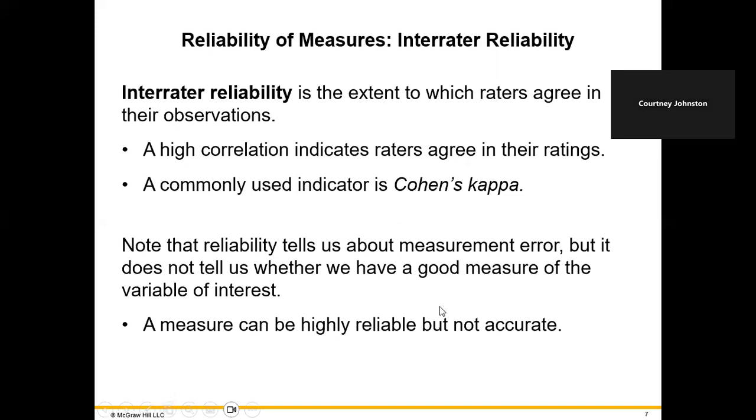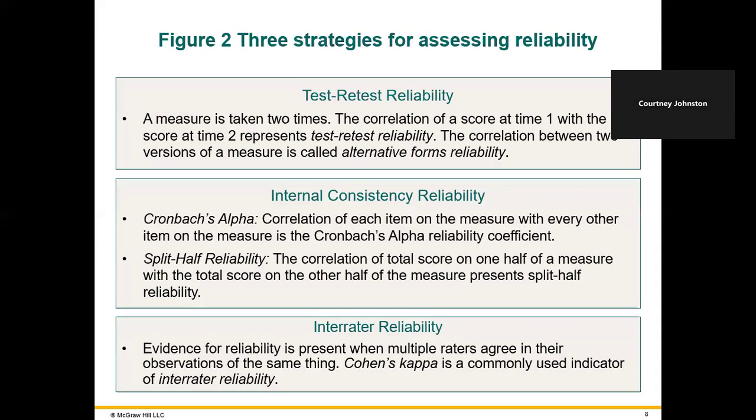The reliability does tell us about measurement error, but it does not tell us whether we have a good measure of the variable of interest. Like, are we actually measuring what we purport to measure? Kind of like we were talking about with that thermometer. Just because we get similar readings on that thermometer over and over and over, indicating reliability, if that thermometer is not calibrated correctly, we may not accurately be measuring what the temperature is outside. So we might have a reliable measure, but we do not have a valid one.